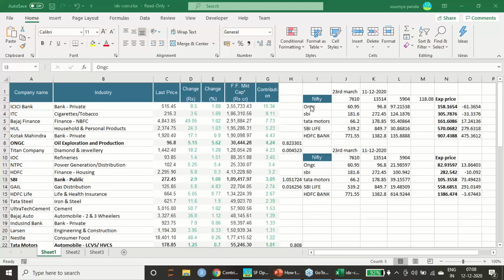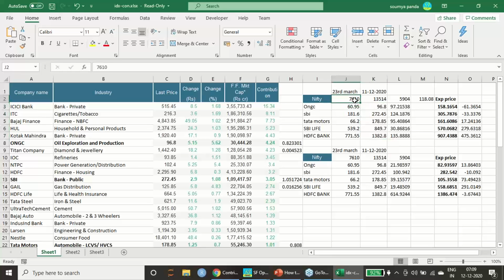Once you have chosen these, you must have the 52-week low and current price. On 23rd March, Nifty was at its 52-week low, 7,610. On that day, what is the price of these stocks? Listen to this very carefully. These 5 stocks I have written. Currently, 11th of December, which was the last traded day of the December series, what was the Nifty spot and what were the prices of these stocks? I have just taken it.